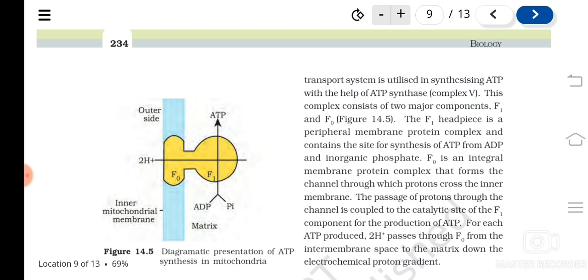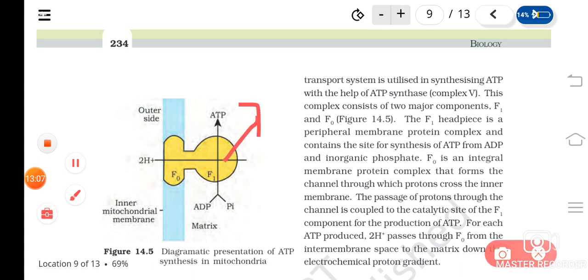This has two parts, just like the ATP synthase of photosynthesis. It has two components, F1 and F0. The F1 is the headpiece, and it is a peripheral membrane protein. We have learned about peripheral and integral proteins. Peripheral proteins are placed on the surface, on the side. And the F0 particle is an integral protein, spanning the membrane and well embedded in it.